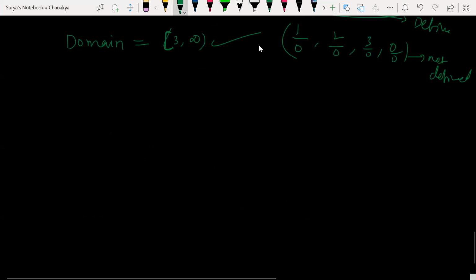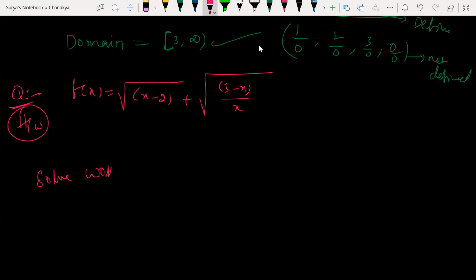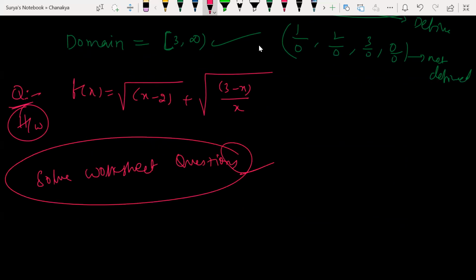I'll give one question. Solve that question at home and try solving the worksheet that I have given. Please solve those questions. If you don't solve them, you will not be able to understand anything. This is a homework question, and solve the worksheet questions. There are many domain and range questions in it. Solve those questions. Okay, clear?